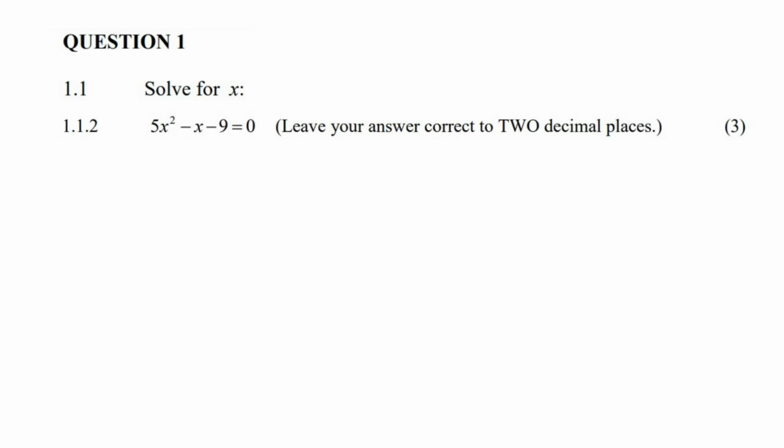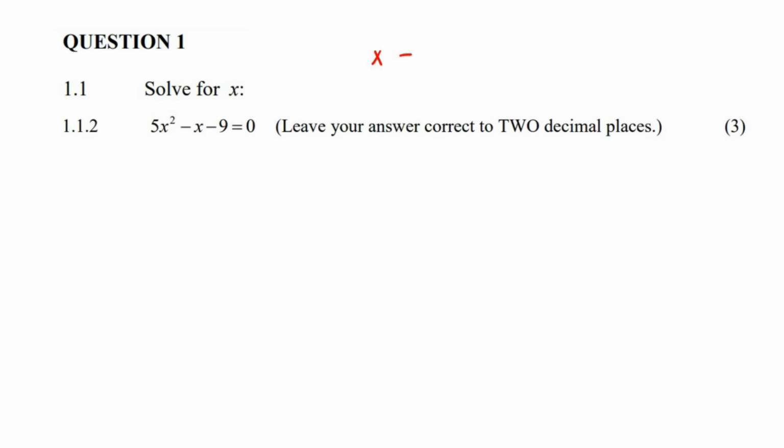In this question, we have to solve for x. Now, when they say leave your answer to 2 decimal places, that should be a bit of a hint for you that it's not going to be able to factorize using brackets, okay? Because if it was, then you wouldn't be ending up with decimals in your final answer. So what we'll rather do with a question like this is use the quadratic formula.